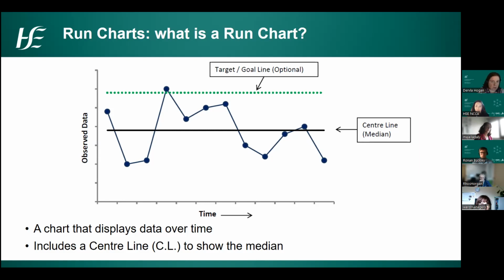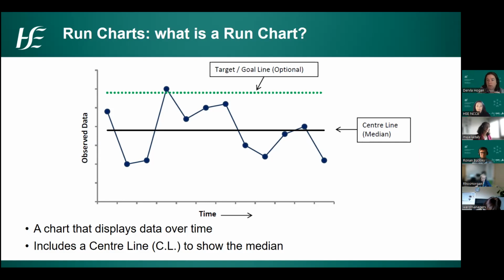You can have both your baseline and your after intervention data on the same graph, so you can really see that change over time. And really, to utilize them, you don't need to have any detailed knowledge of statistics. We have an Excel template that, once you have the data, will run the run chart for you.